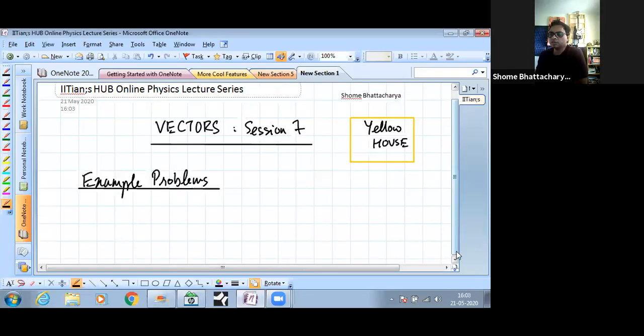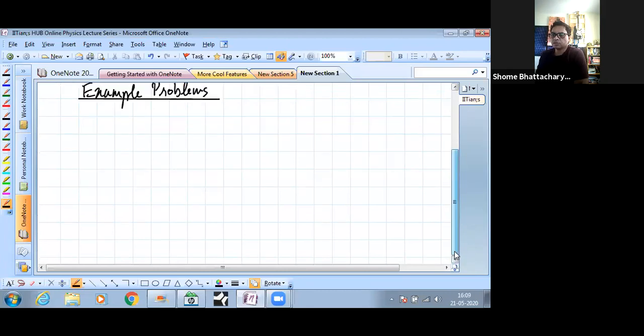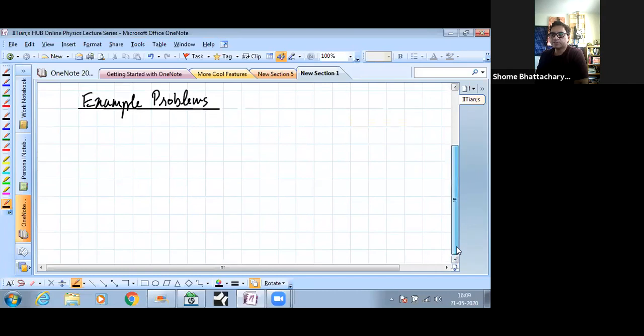So once again, we will start with some example problems today, and we will start with some cases or some examples involving three-dimensional vectors. So let's start with this. We have vector E given to us as, let's say, 12 i cap plus 16 j cap plus some z k cap.